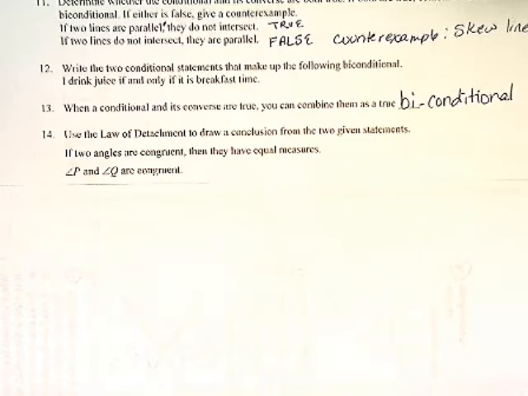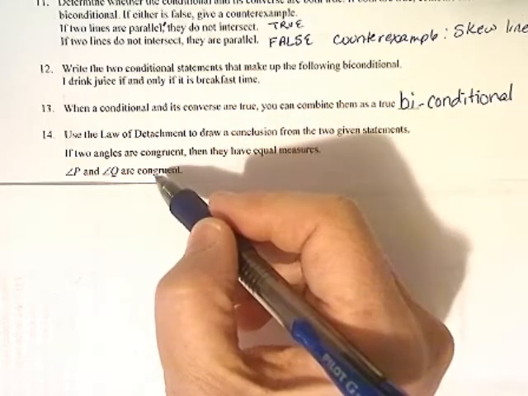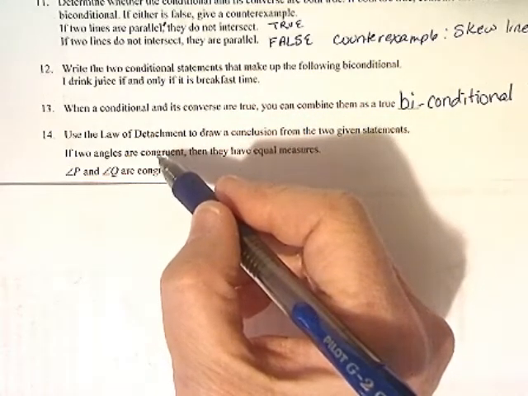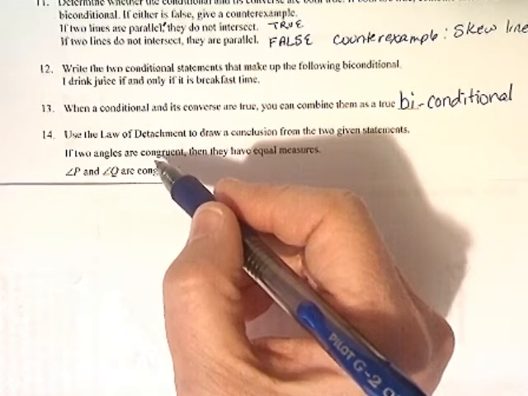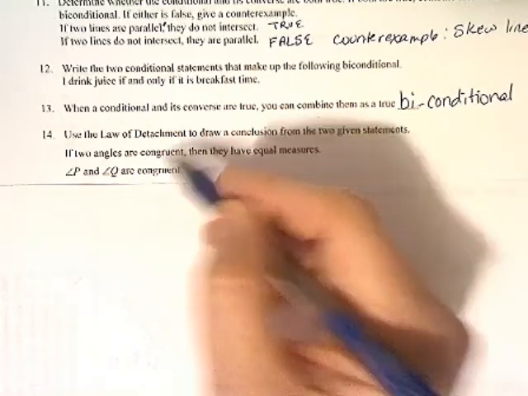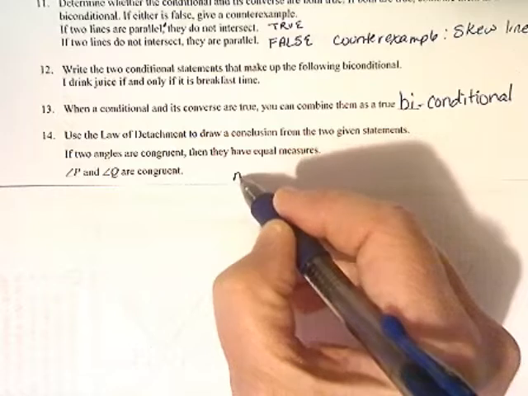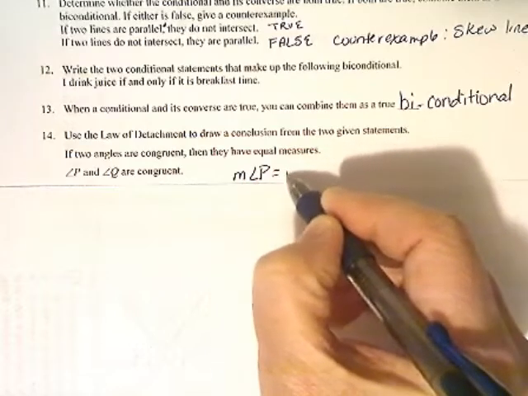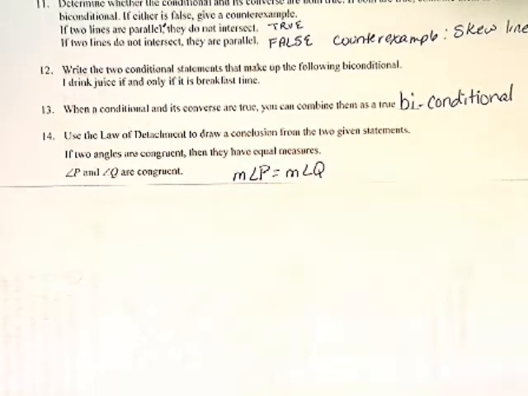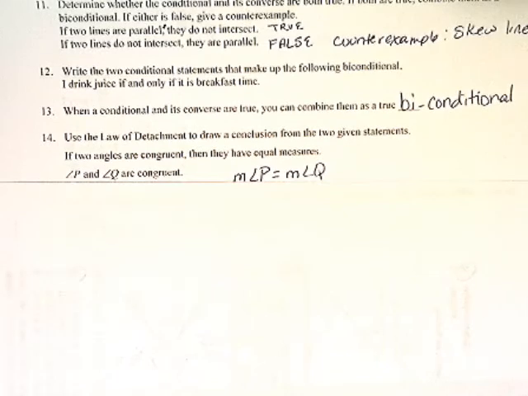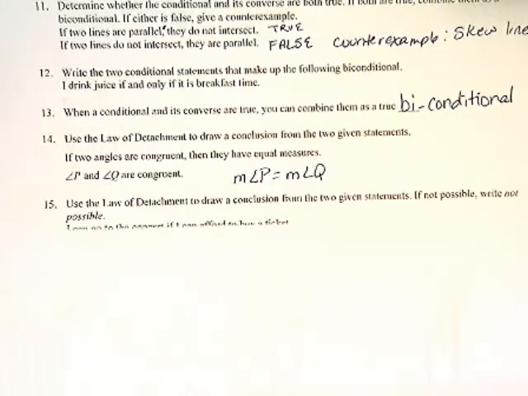If two angles are congruent, then they have equal measures. P and Q are congruent. This statement refers to the hypothesis, and it restates it. It says that that hypothesis is true. So you can conclude that the measure of angle P is equal to the measure of angle Q. You can conclude that those two angles have equal measure.